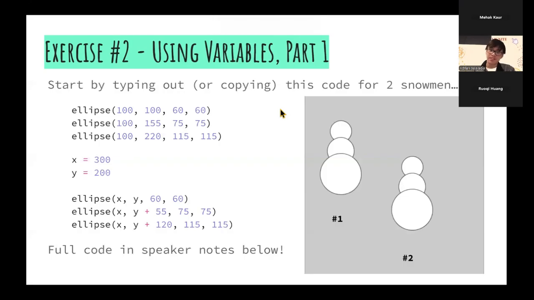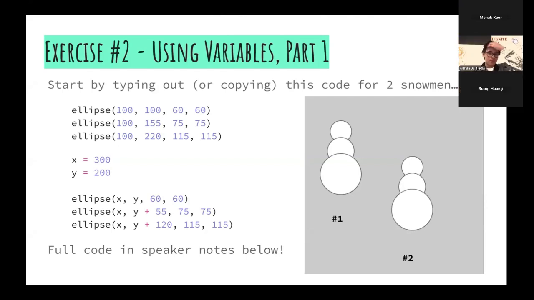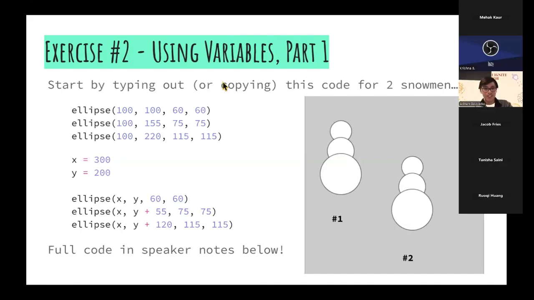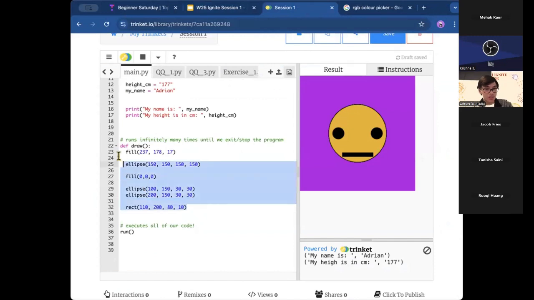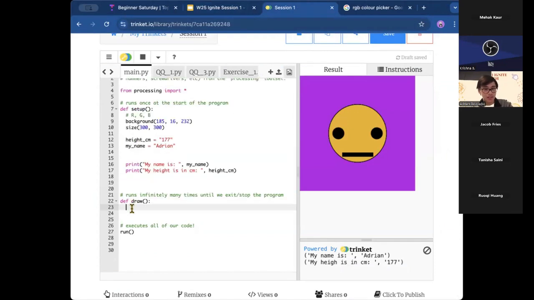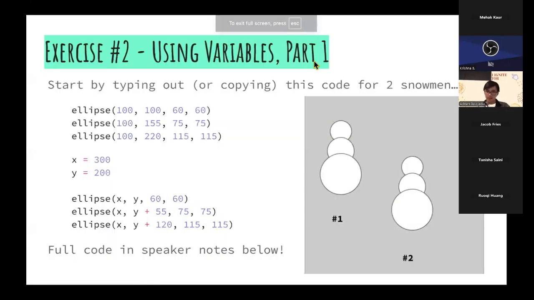I hope you understood a bit what a variable is, but we're gonna move on to our next exercise where we're gonna go into a breakout room again. Can everyone copy this code or take a screenshot of this code? I'll give you maybe a minute for that. Copy this code for these two snowmen, and I want you to copy this code into the draw section, here under the draw. I'll go back to the slides, take a screenshot. I'll give you 1 minute to copy that.